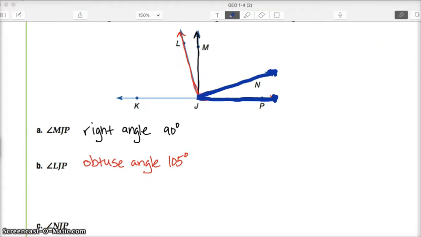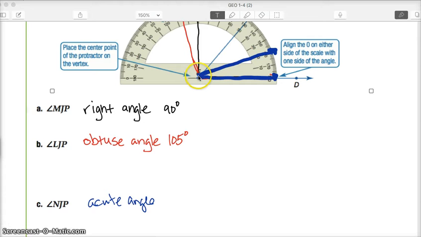And here we are with angle NJP that I've highlighted in blue. We can see that it's less than the 90-degree angle, therefore it's an acute angle. And to measure that angle, we'll do what we did last time, lining up the vertex with the circle in my protractor, lining up one side with 0, counting from 0, and getting that this is approximately a 20-degree angle. So we've got 20 degrees there.